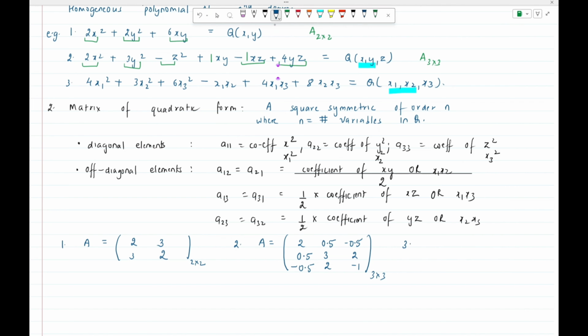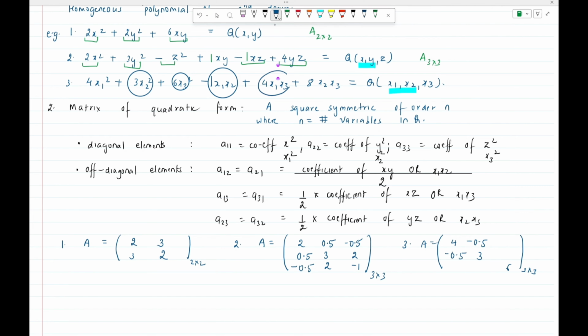Now let's move on to the third quadratic form. So again, it's going to be a 3 by 3 matrix. So we have 4 as the coefficient of x1 squared. So the first diagonal entry is 4. Then we have 3 as the next element. And after that, we have a 6. Now coming to the off diagonal elements, you can see this is the first and second variable. The coefficient is -1. So the first row and second column entry is going to be -0.5 again. And over here also we'll get a -0.5.